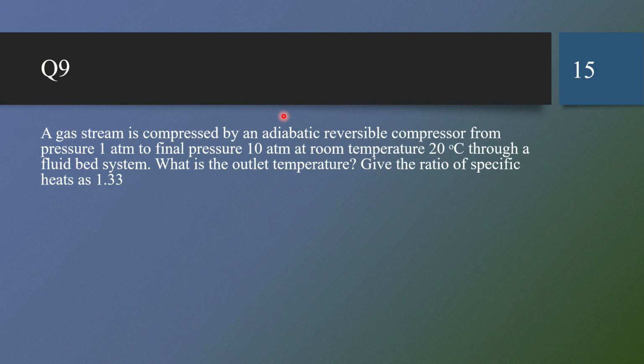We'll go to question 9. A gas stream is compressed by an adiabatic reversible compressor from pressure 1 atmosphere to final pressure 10 atmosphere at room temperature 20 degrees Celsius through a fluid bed system. What is the outlet temperature given the ratio of specific heat as 1.33?